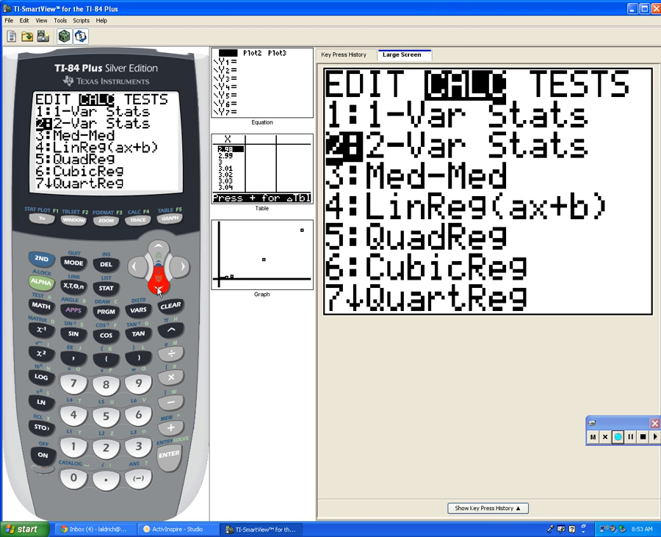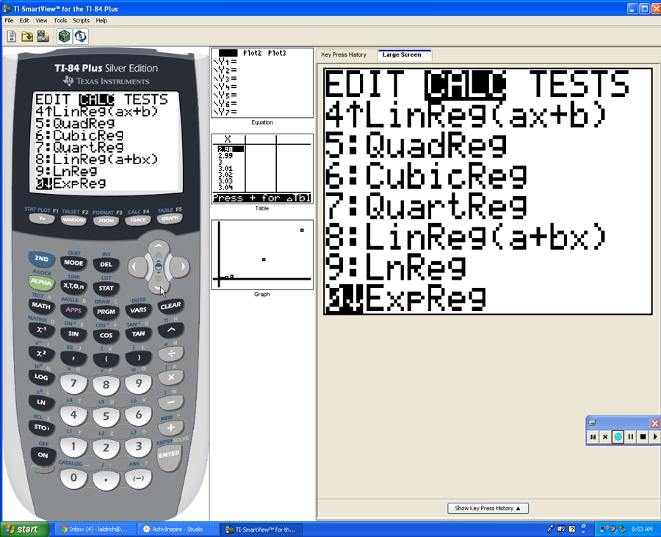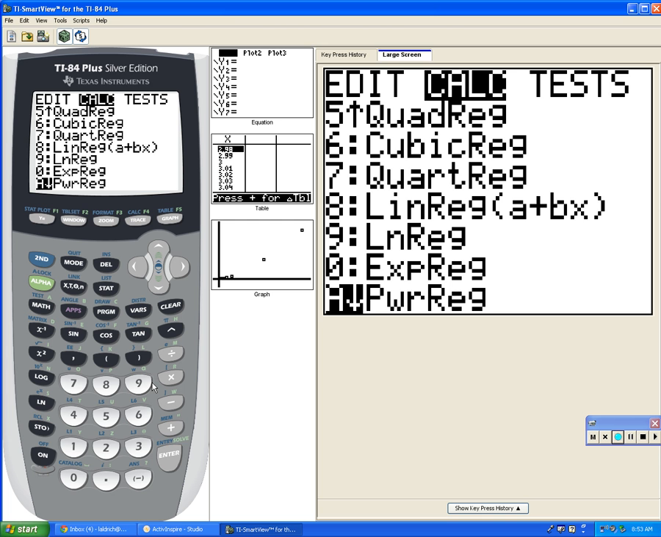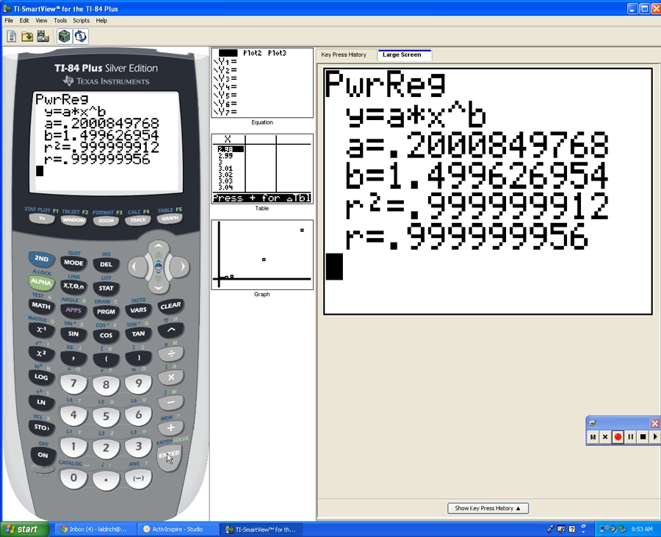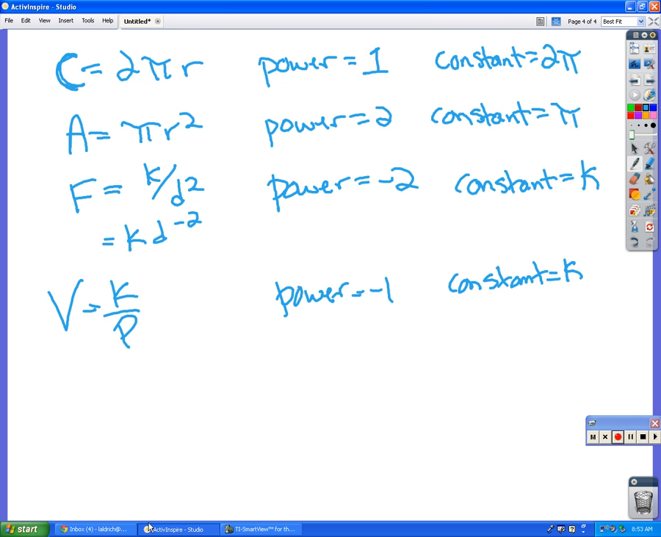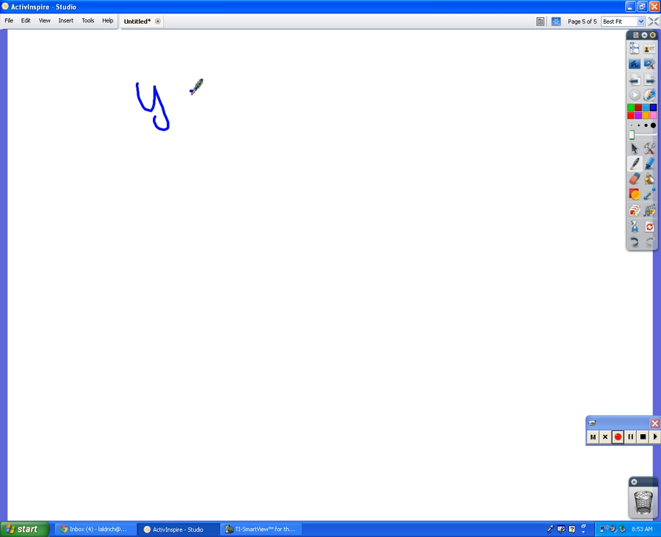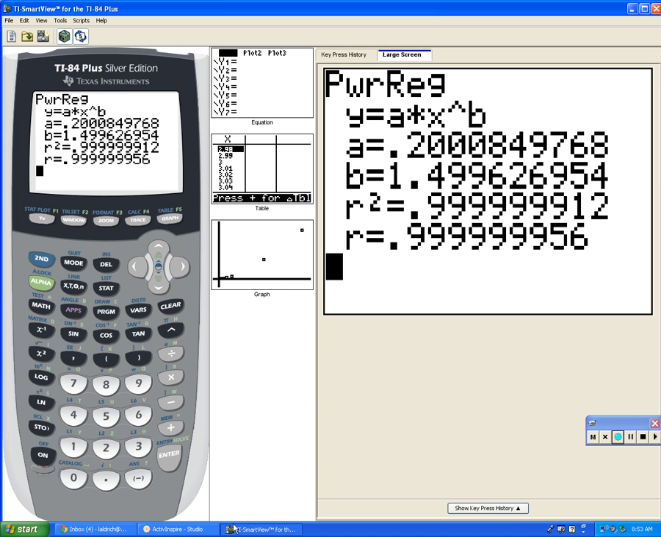If you go stat, calc, and then keep going down, there's one that says power, okay? So if I hit enter and then enter again, it gives us the formula that I put up on the board. It's changed the k to an a, but it's the same idea. So it tells us that a, or the constant of variation in this case, is about 0.2. So my equation would be y equals 0.2 times x, and then the power, since we're not restricted to whole numbers, is about 1.5.